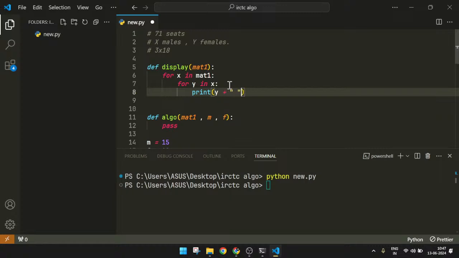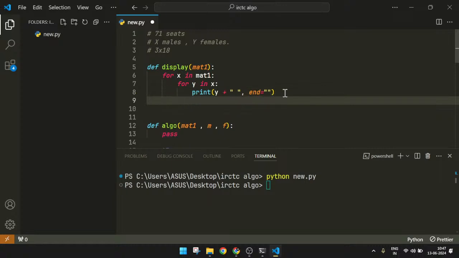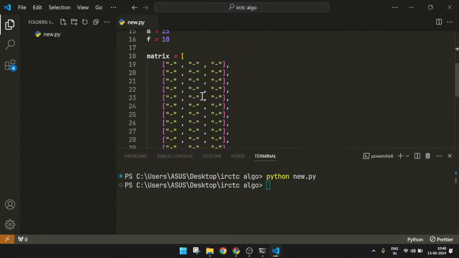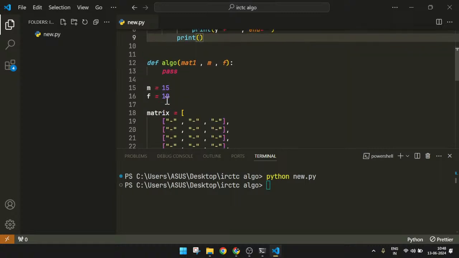Okay, so it looks good. And then I don't need an ending. Okay, so end will be empty. And then after printing this, I'll print a slash n. Print slash n, and end will be. No, I can just do this. So let's first try this function.